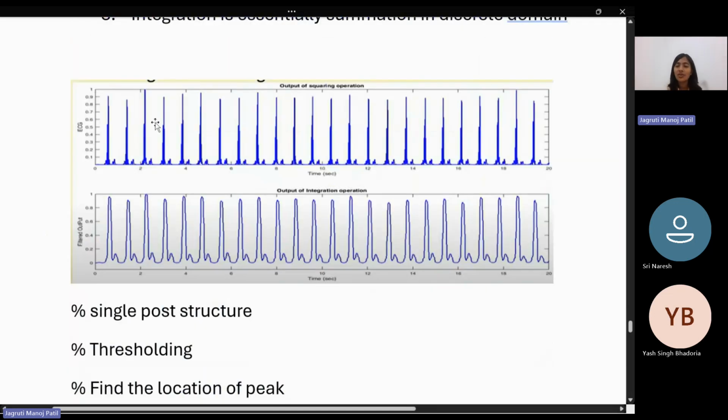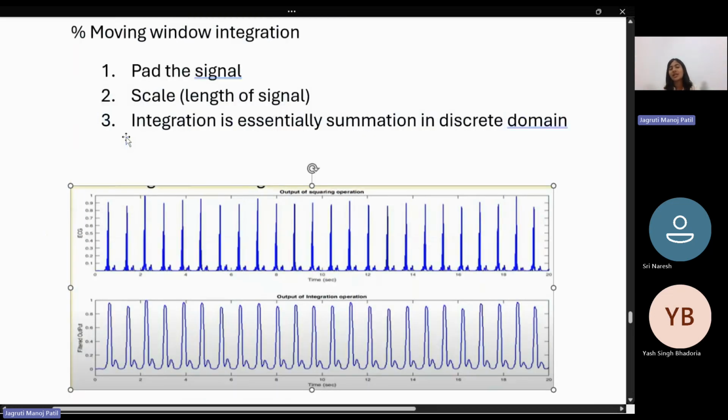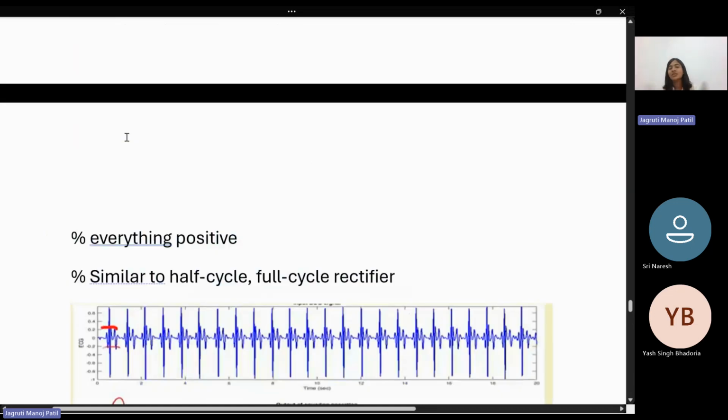This is how you're able to see your signal got more smooth. It has more of a single peak structure, you can see. But now it's not looking like an ECG wave. Earlier it was more like an ECG wave, but now it's not at all looking like an ECG wave.